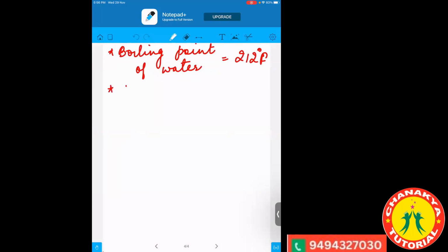Coming to the divisions, there are 180 divisions between these points. Between the boiling and freezing points, there are 180 divisions. But in the Celsius, how many divisions were there between these 2 points? 100 divisions. And in the case of the Fahrenheit, 180 divisions are there between these 2 points.